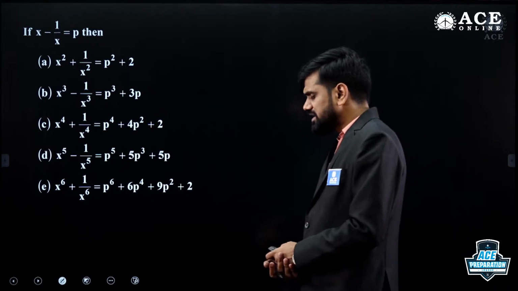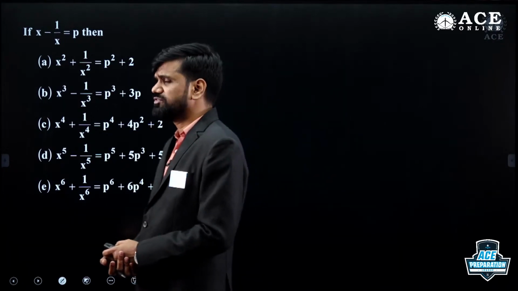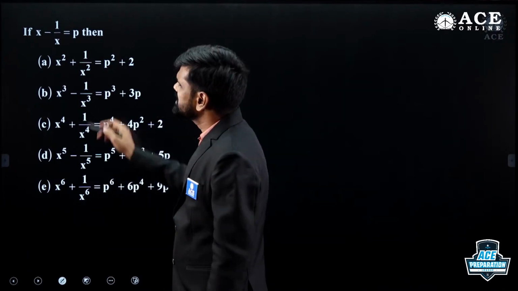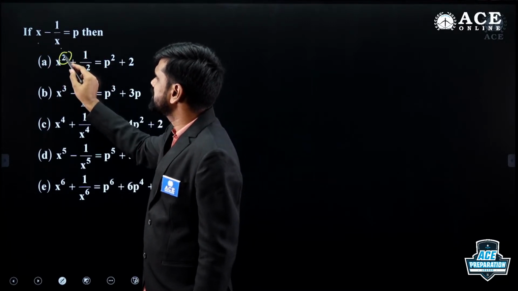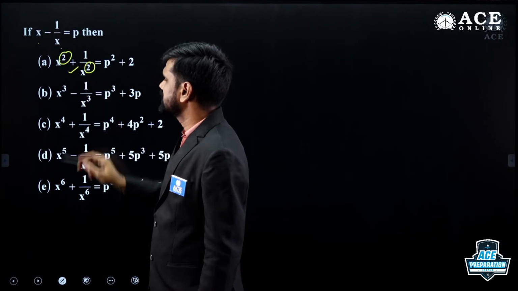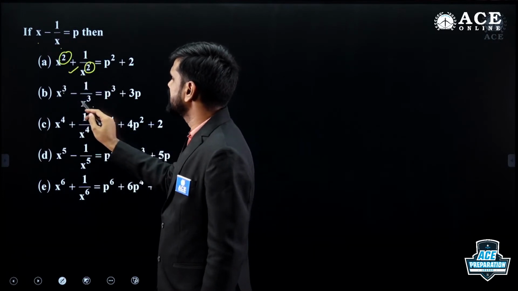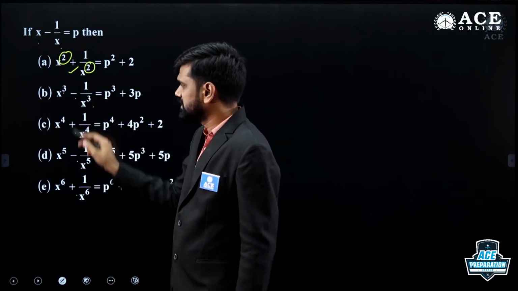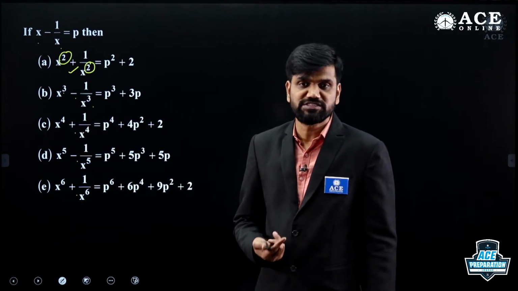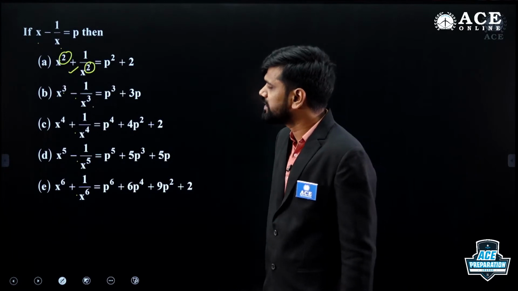Now, we have already seen if x plus 1 by x is equal to p, the formulae. Here, if they are giving you x minus 1 by x, please remember, for even powers over here, plus will come. For odd powers here, minus will come. Please observe that one. For even powers, in between plus will be there. For odd powers, you will have minus in between. That is one observation we should have.